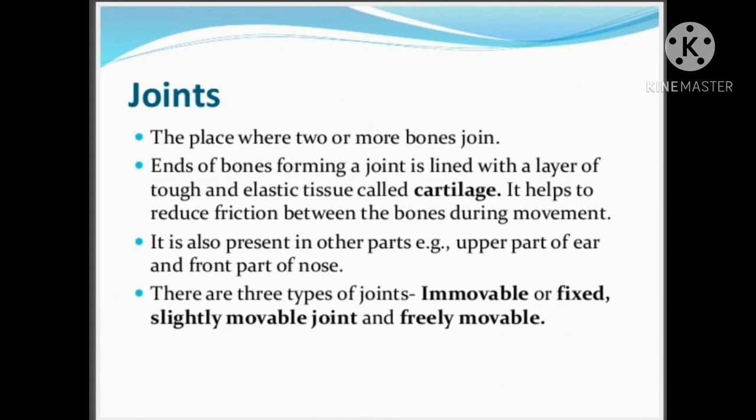And there are three types of joints: immovable or fixed, slightly movable joint, and freely movable joints. Now children, always remember, joint means the place where two or more bones join together.